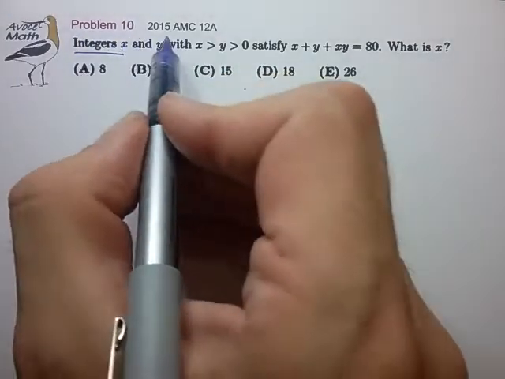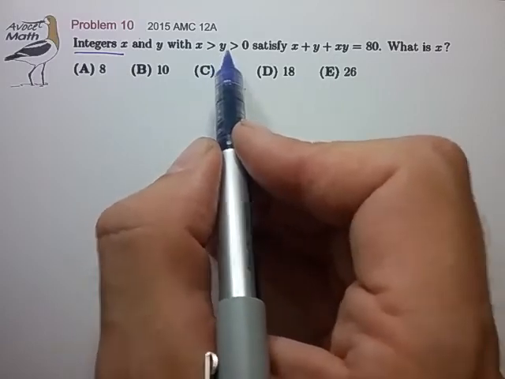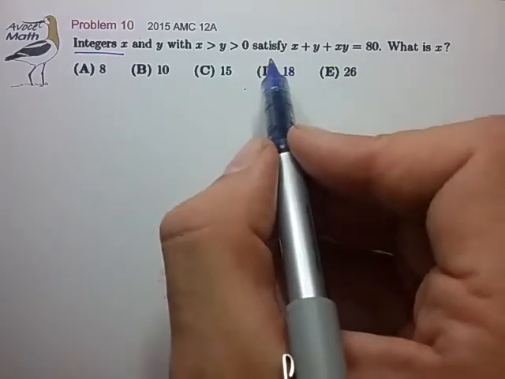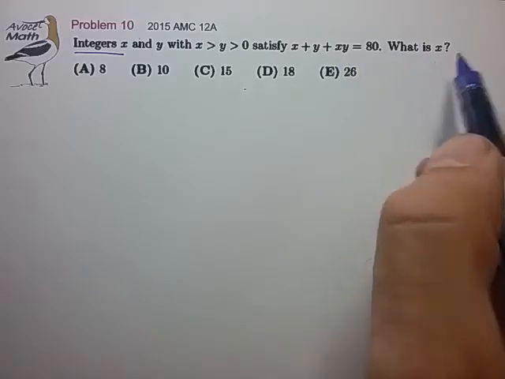Hi, this is problem 10 from the AMC 12A. Integers x and y with x greater than y, both of which are greater than 0, satisfy x plus y plus xy equals 80. What is the value of x?